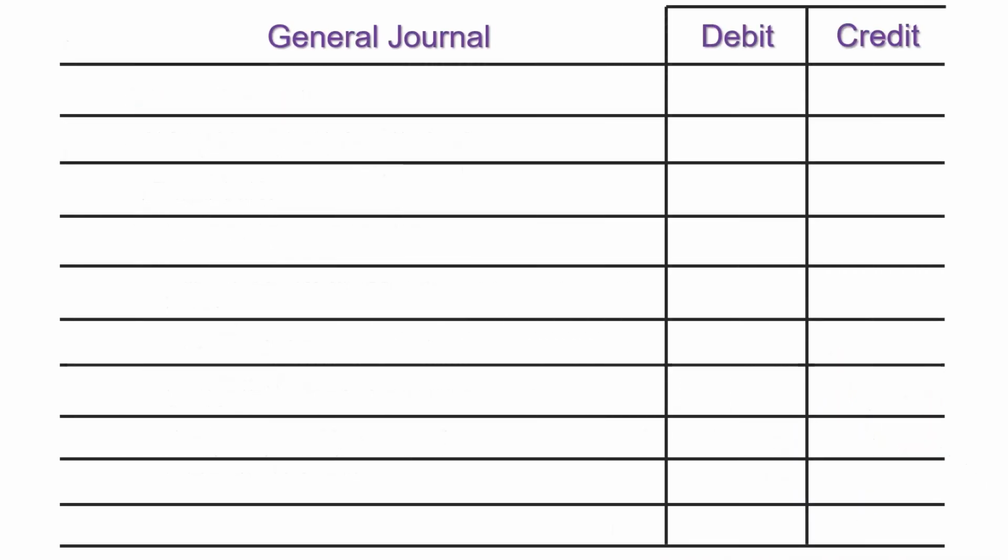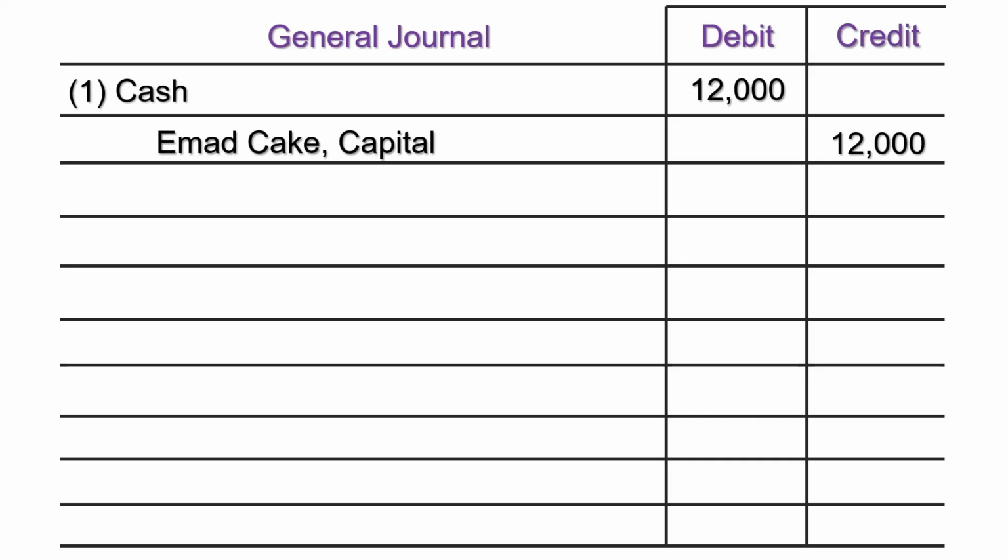And now, let's walk through this step by step together. In the first transaction, Emad invested $12,000 in cash to expand the business. Here, we're recording the owner's investment. So we debit cash to show the business received $12,000 and we credit owner's equity to recognize Emad's contribution.